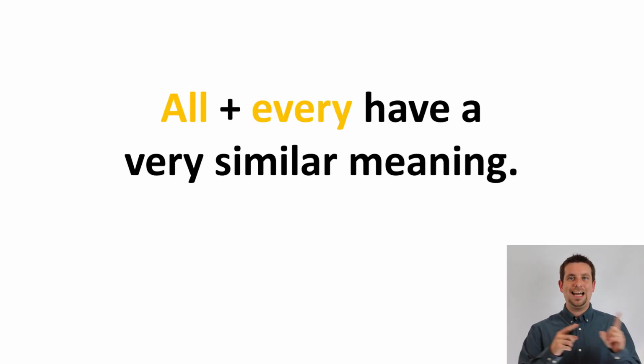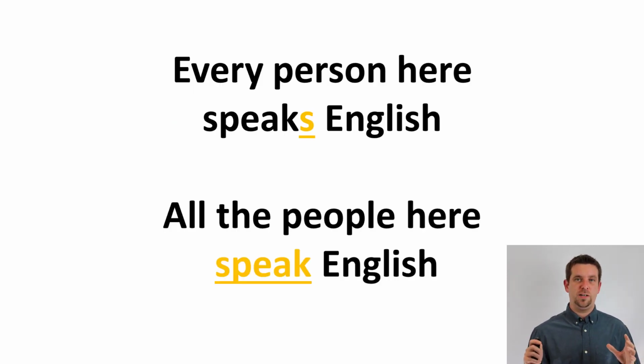Let's look at all and every because they have a very similar meaning. They're not really so different, but there are some differences. An important difference here is when we use the word every, we conjugate in the same way as with he, she, or it. It's like singular. Every person here speaks English. And it's almost the same idea to say all the people here speak English. Okay? So it's basically the same meaning. It's two phrases, the same idea. The important thing is the conjugation.